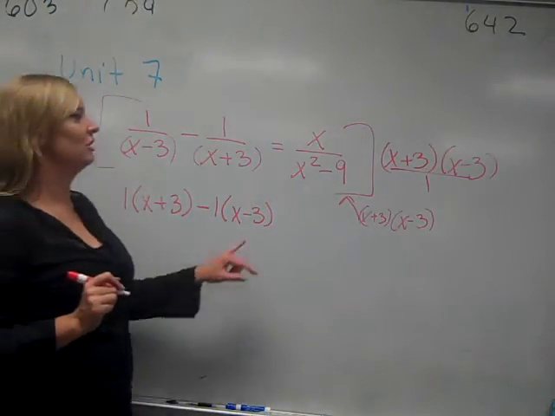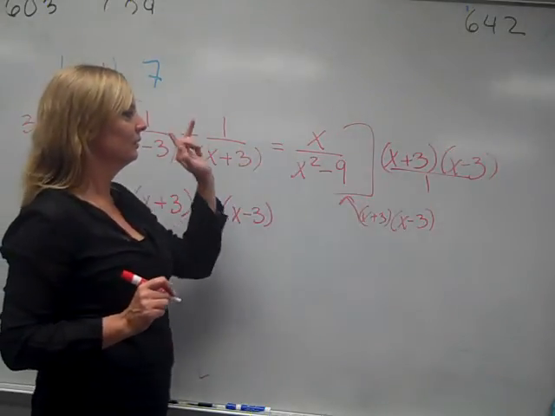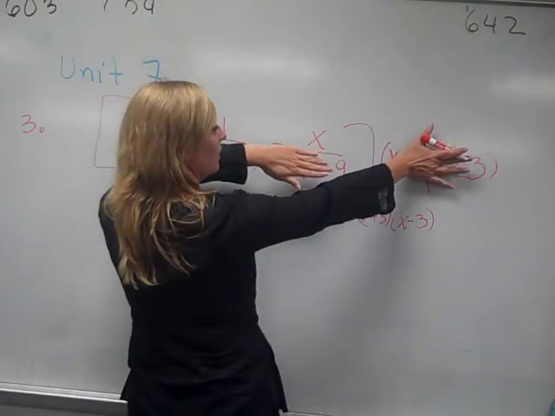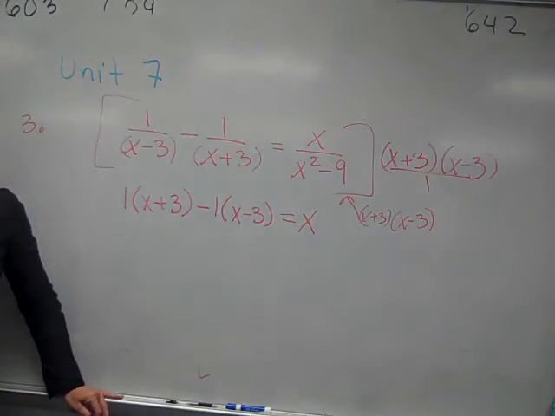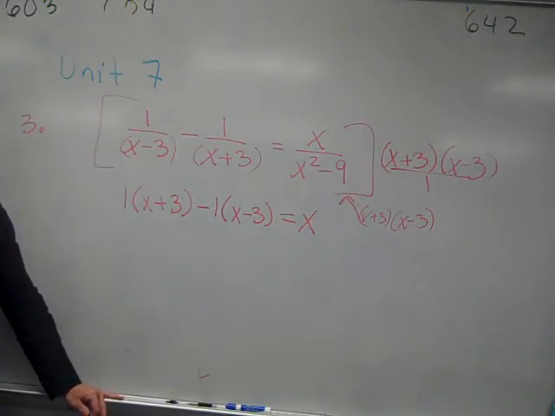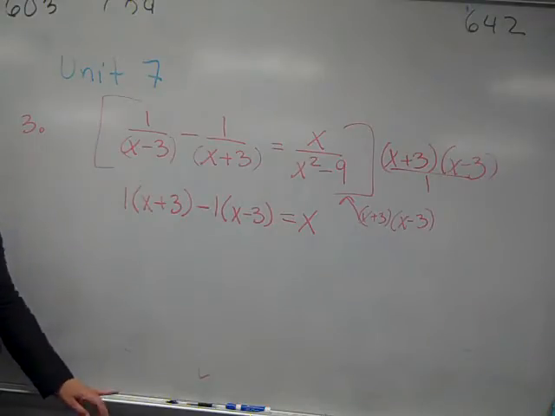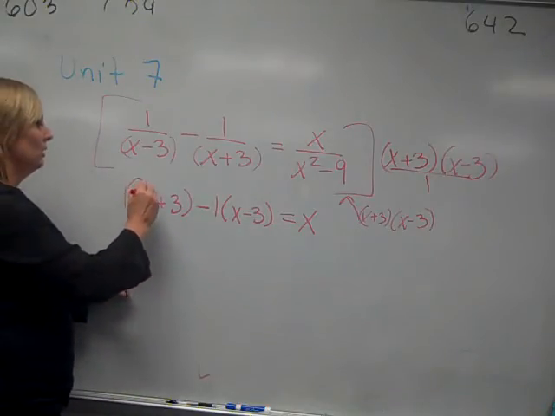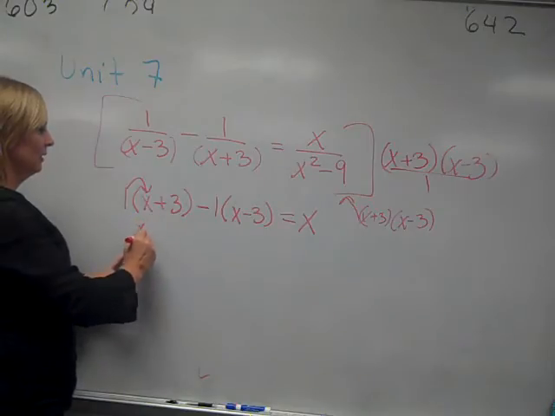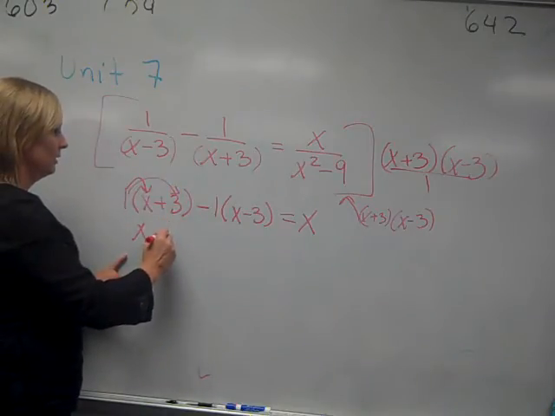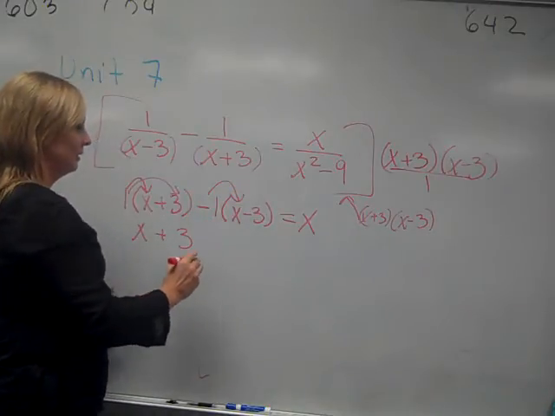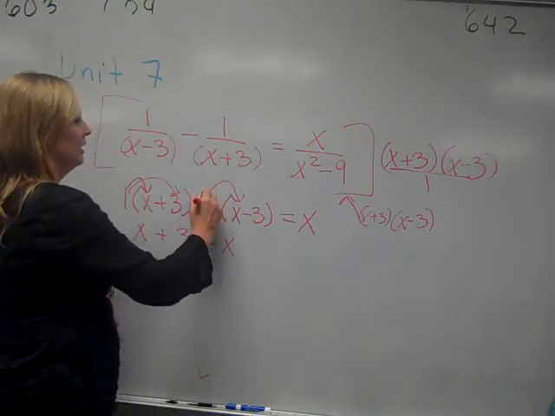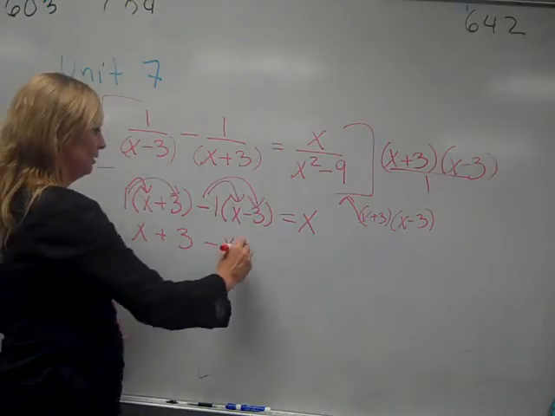All right, last fraction. What cancels? The whole bottom. What are you left with? X. Now we're ready to solve. This is much easier. So let's distribute. 1 times x, 1x. 1 times 3, plus 3. Negative 1 times x, negative x. Negative 1 times negative 3, plus 3.